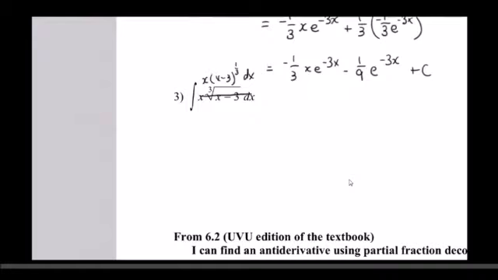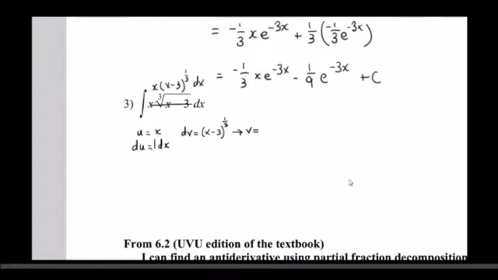So let's go ahead and choose x there for our u, leaving du to be 1 dx. That means what's left over, the x minus 3 to 1/3, is our dv. So when we try to find v, that means we need to find the antiderivative of x minus 3 to the 1/3.